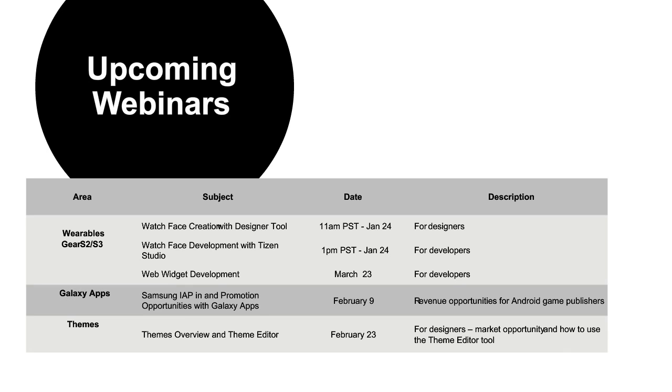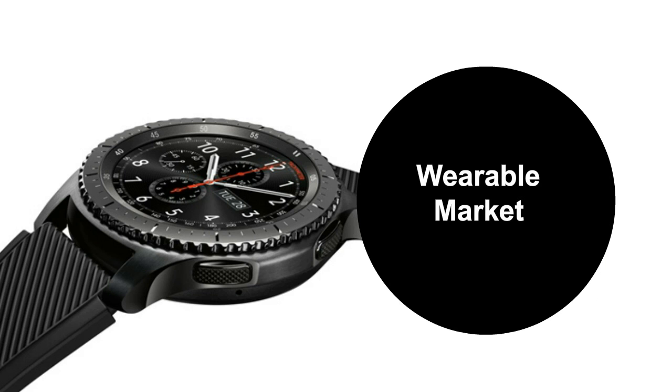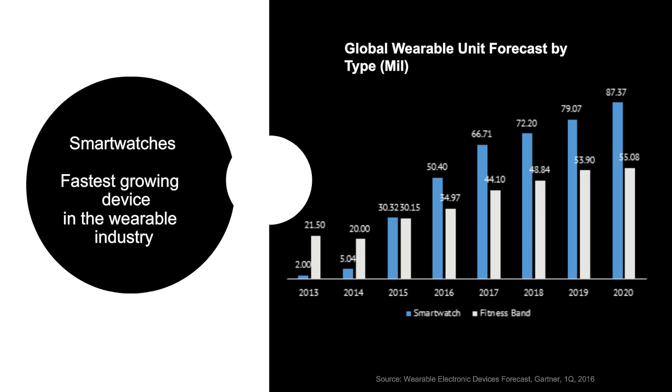Okay, so starting with today's presentation, let's talk a little bit about the wearable market. If you have been joining us in previous sessions, you might be familiar already with this data, but I think it's important to highlight it. Speaking about smartwatches, it's one of the fastest growing devices in the wearable industry. We have seen it also with the fitness bands, which also have been growing, but smartwatches are going strong, and we forecast that they're going to continue to be strong.